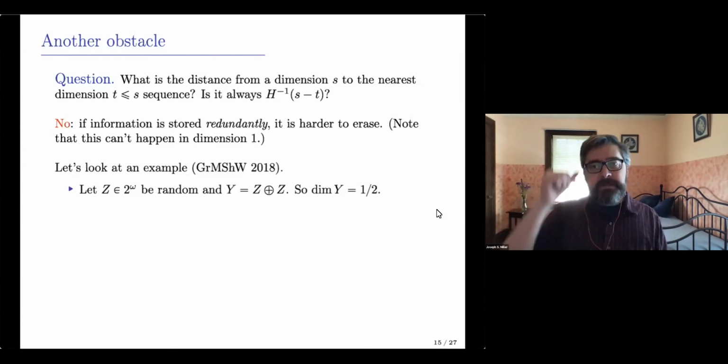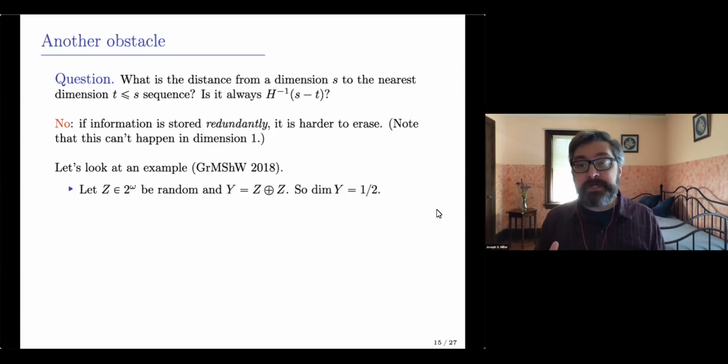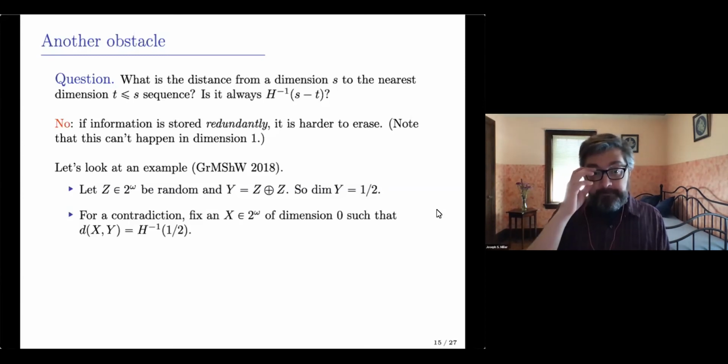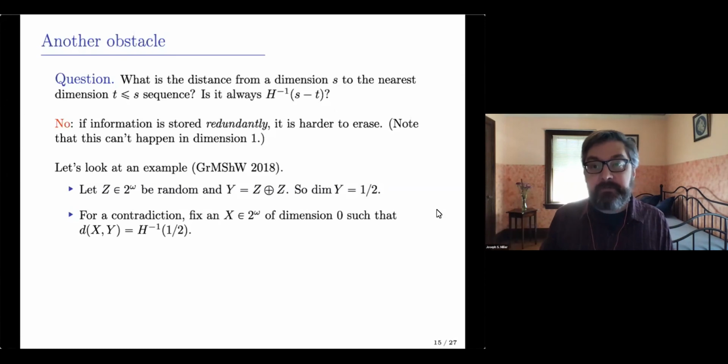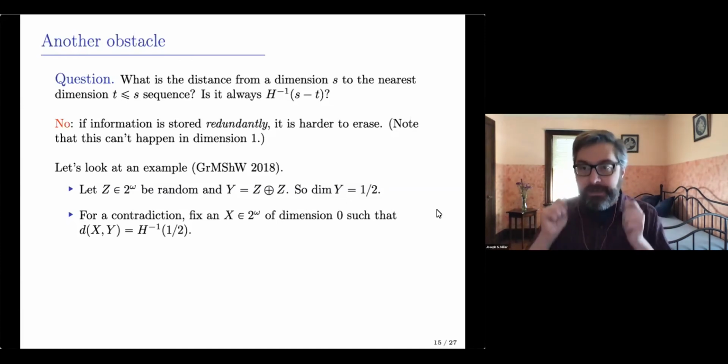So let's look at the simplest possible example of storing information redundantly. Take a random z and look at y, which is just z joined with z. So you're just repeating every bit twice. Of course, the dimension of y is 1/2. And for a contradiction, let's say that you could lower the dimension of y to 0, only making h inverse of 1/2 changes, density h inverse of 1/2 changes. So this is the best case. Can you do it? No, we've made it harder to erase information. We've copied the information twice, but I want to just go through and prove it.